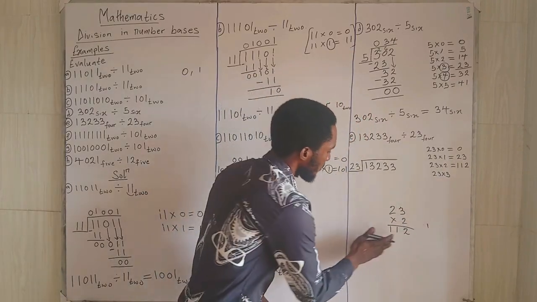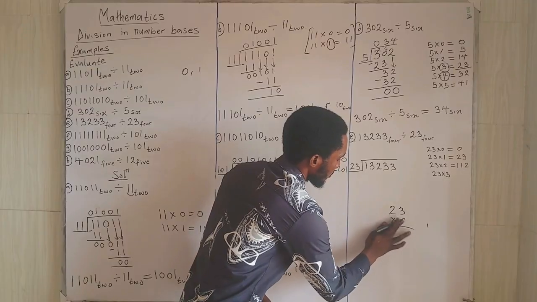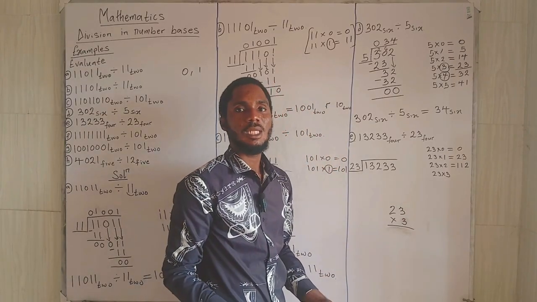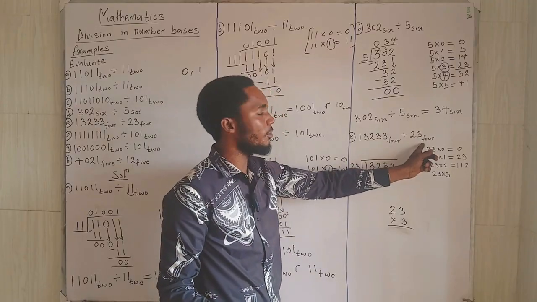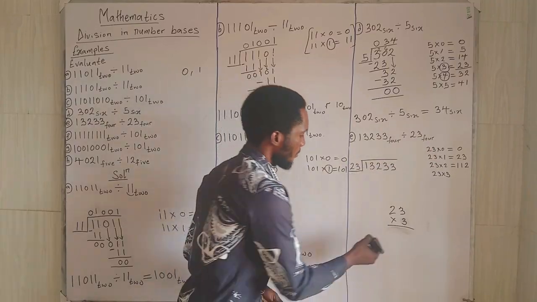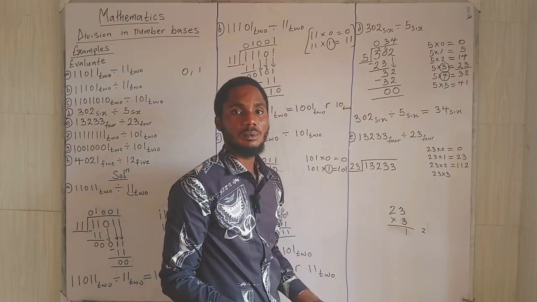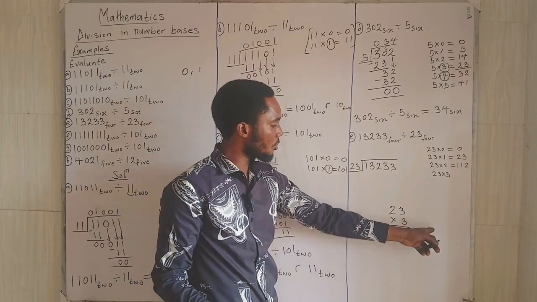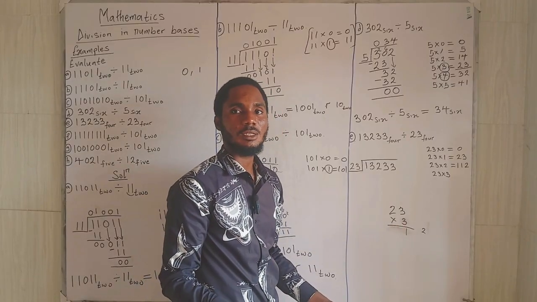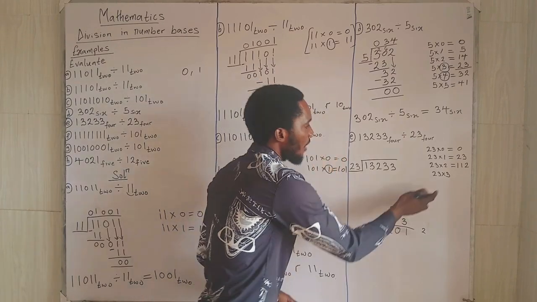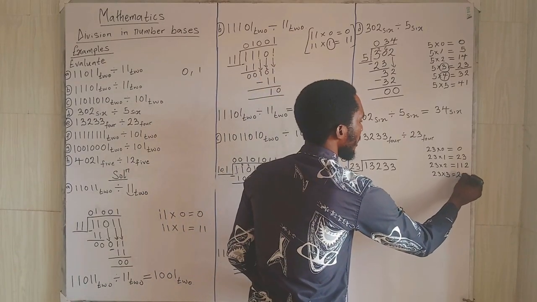23 times 3. 3 times 3, that is 9. Divided by 4, 2 remainder 1. 3 times 2, that is 6, plus 2, 8. Divided by 4, that is 2 remainder 0. Write the remainder first. So we have this to be 201.